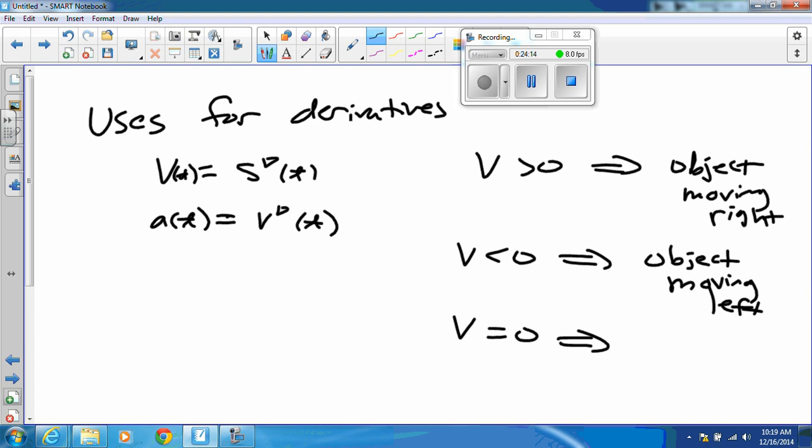That's exactly right. How long is it stopped for? Instantaneously, right? And we take as our example the pen going up and down. Stops at the top, but only for an instant. Acceleration is more subtle. If the acceleration is positive, what does that tell me?